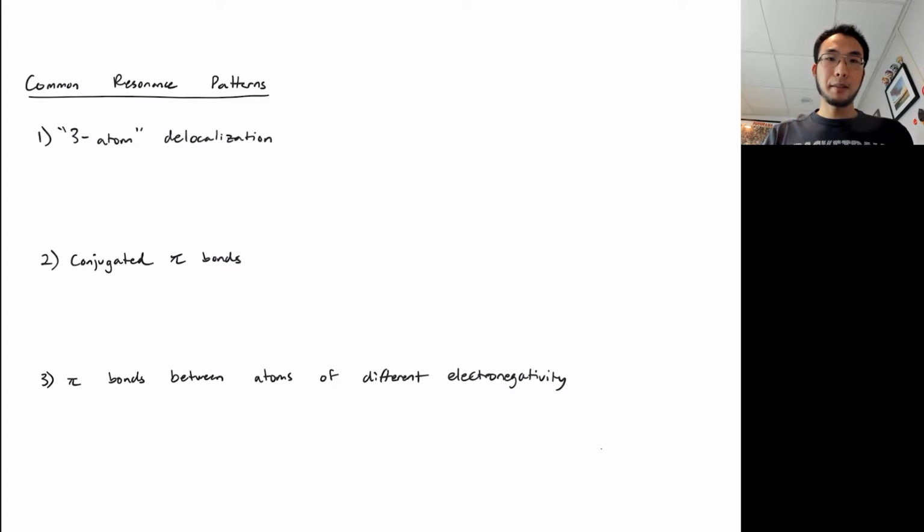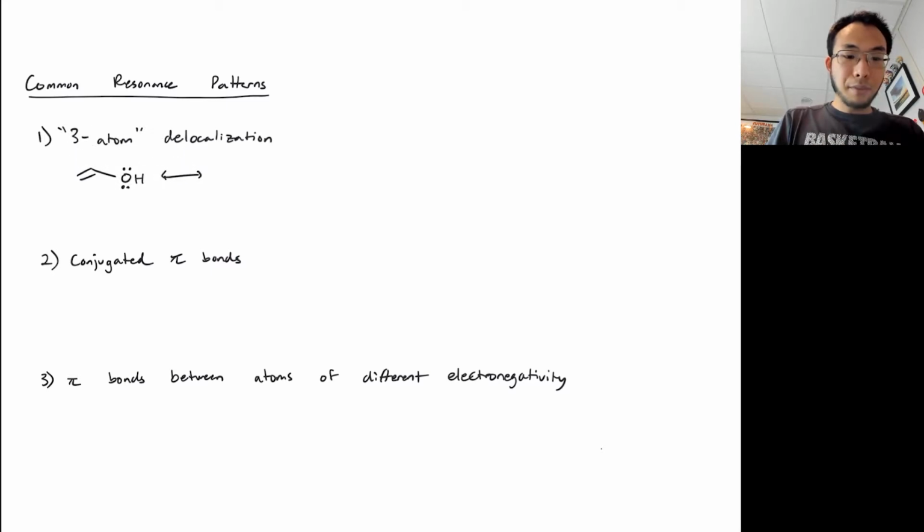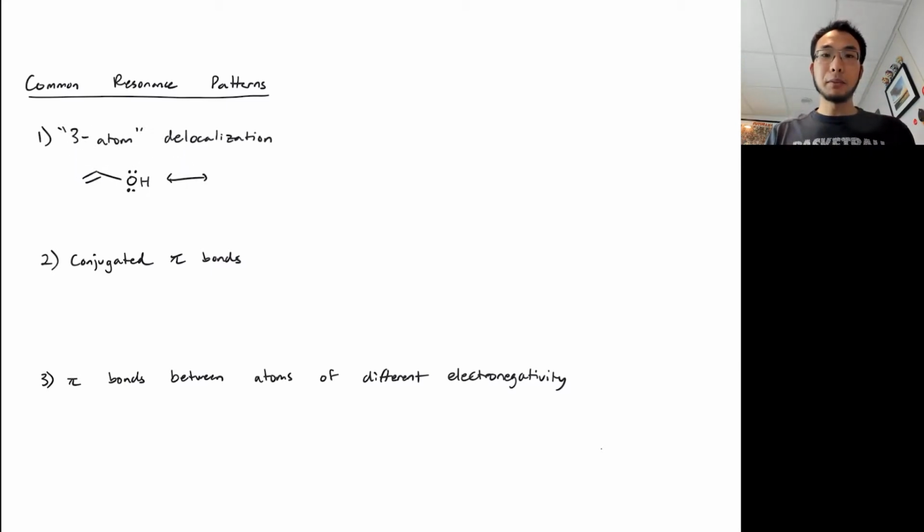So this idea may seem a little different at first if you didn't learn it this way, but it can actually be broken down into 3 fairly simple patterns that can be looked for. And so these are right here, and we'll go through these. So the first pattern is the 3-atom delocalization pattern. What that looks like is it's very common for 3 atoms to share electrons in a way that delocalizes them a little bit.